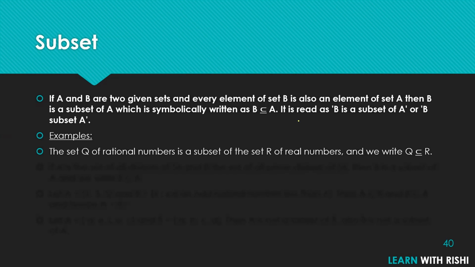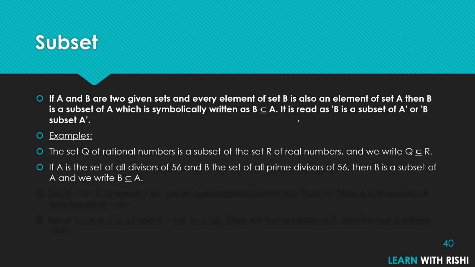Let us see the next example. If A is the set of all divisors of 56 and B is the set of all prime divisors, then see, in set A we have included all the divisors. In set B we have included only prime divisors. So what will be the subset? B will be the subset of A because every element of B will be present in A. Because in B we have only included the prime divisors, and in set A we have included all the divisors of 56. So B is a subset of A.